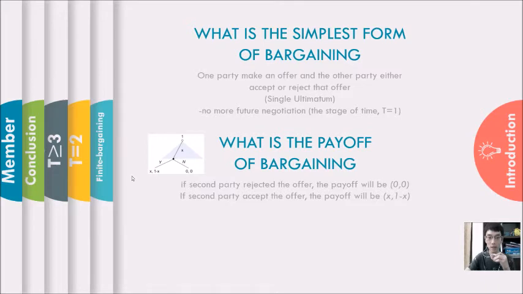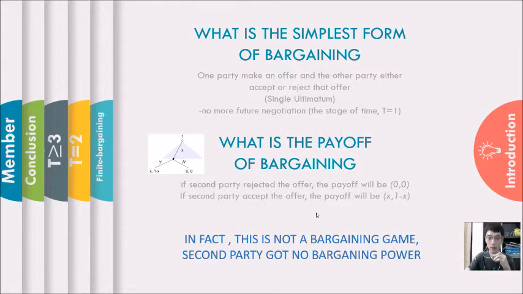For example, player 1 has one pie and he decides to split the pie into s and 1 minus s. Player 1 will take the s and the 1 minus s part will go to player 2. Player 2 will decide whether to reject or accept the offer. If the second party, or player 2, rejects the offer, then the payoff will be 0 and 0. If player 2 accepts the offer, then the payoff will be s and 1 minus s. And actually it's not really bargaining, because the second party, or player 2, does not have bargaining power.